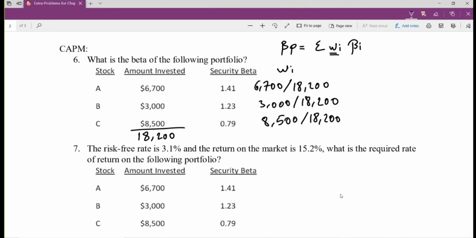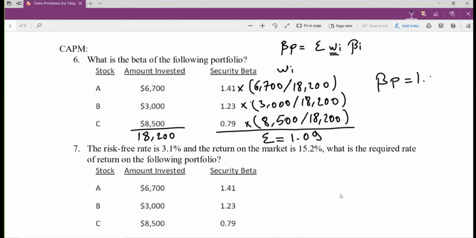In order to get beta of my portfolio, I multiply beta times the weight, and then I add everything. So the sum of the product in this case is going to be equal to 1.09, and I can say that beta of the portfolio is equal to 1.09.